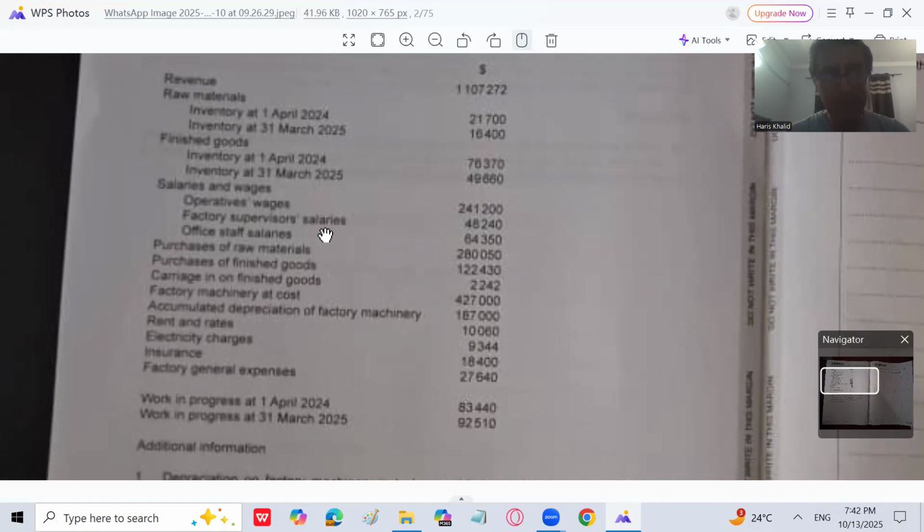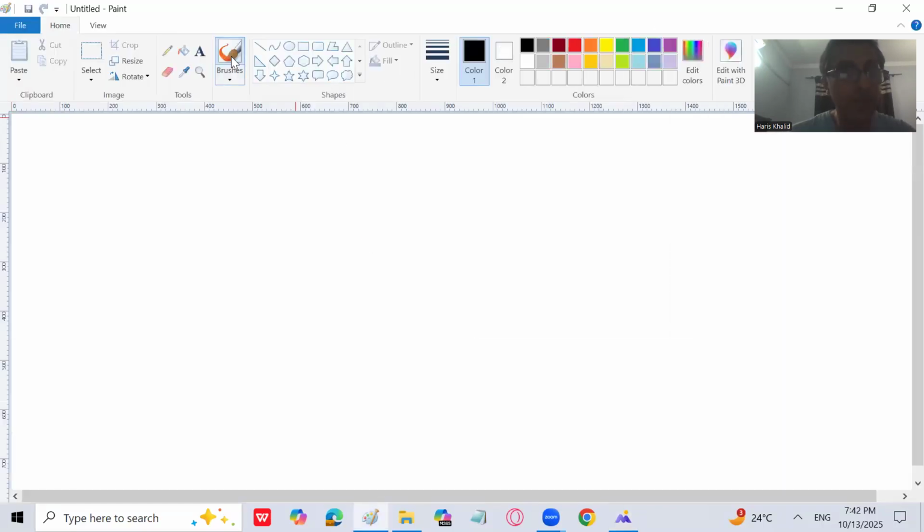Factory supervision salaries are factory overheads. Office staff salaries are to be written in the income statement under expenses. Purchase of raw material and purchase of finished goods are given, which will go to the income statement. Carriage on finished goods will go to the income statement, because it is on finished goods, not on raw material. Factory machinery and depreciation are given. Rent and rates, electricity charges, insurance and factory general expenses are given, and work in progress is also given. So the examiner has asked you to prepare the manufacturing account.